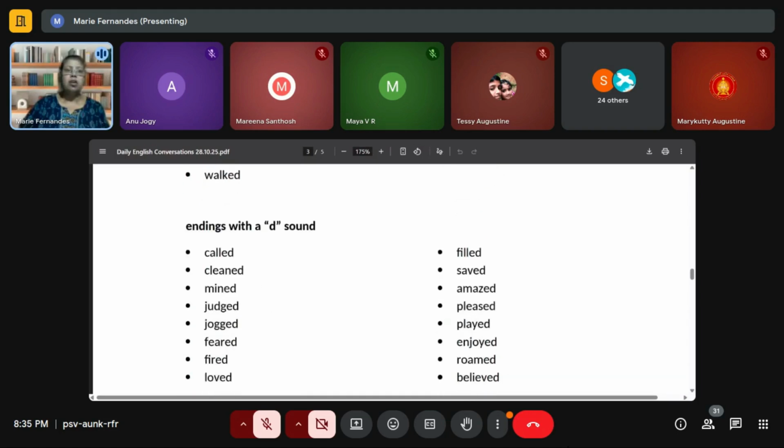Der sound. Called, cleaned, mined, judged, jobbed, peered, fired, loved, filled, saved, amazed, pleased, played, enjoyed, roamed, believed. Der sound. Don't say filled, saved. Amazed, pleased, played, enjoyed, roamed, believed. The der and the ter start just above your top teeth, that ridge which is there. So these two sounds originate from there. When you say called, at the end your tongue will touch the ridge behind the top teeth. For ter also it is the same.